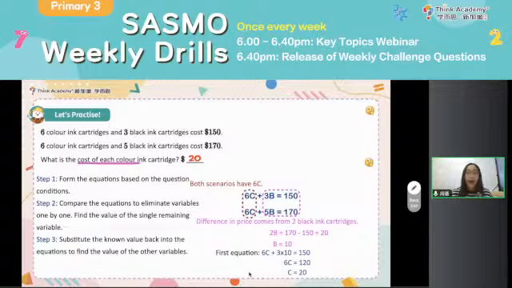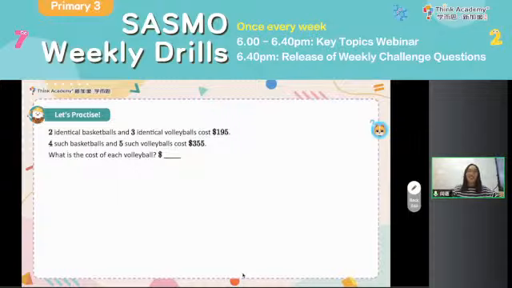But actually again, I want to show you some more challenging parts. So here, let's have a look. This is another one. Again, this is not on your book, but actually I add some in your practice later. Here, 2 identical basketballs and 3 identical volleyballs cost $195. 4 such basketballs and 5 such volleyballs cost $355. What is the cost of each volleyball?